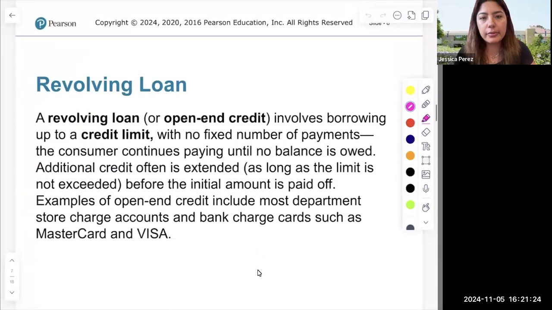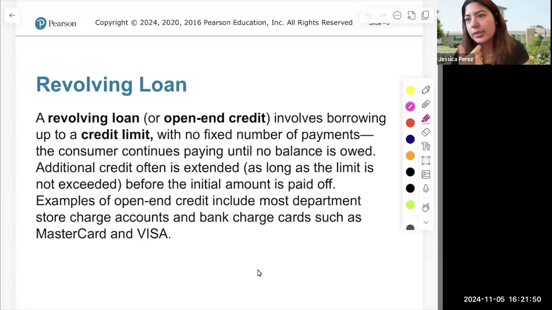A revolving loan is the second type. A revolving loan involves borrowing up to a credit limit with no fixed number of payments. The consumer continues paying until no balance is owed. Additional credit is often extended as long as the limit has not been exceeded before the initial amount is paid off. So for example, let's say you have a credit card with a balance of $5,000 and that's reusable, right?